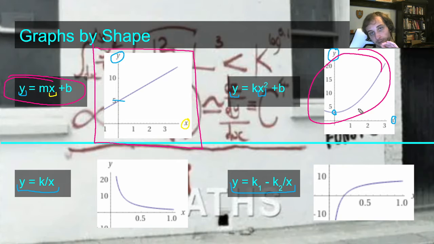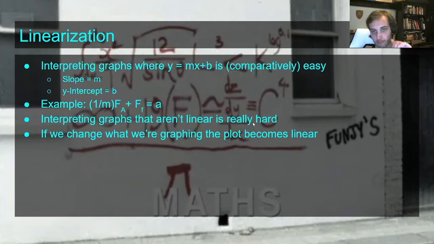Our goal today is to change the way we're representing our data, not so that we've changed our data, but so that our graphs have a different shape and our graphs look like lines. That's the goal. We're turning them into lines, aka linearization. When you have a graph that's y equals mx plus b, it is much easier to analyze. The y-intercept of that graph will be the b. The slope of that graph will be the m.